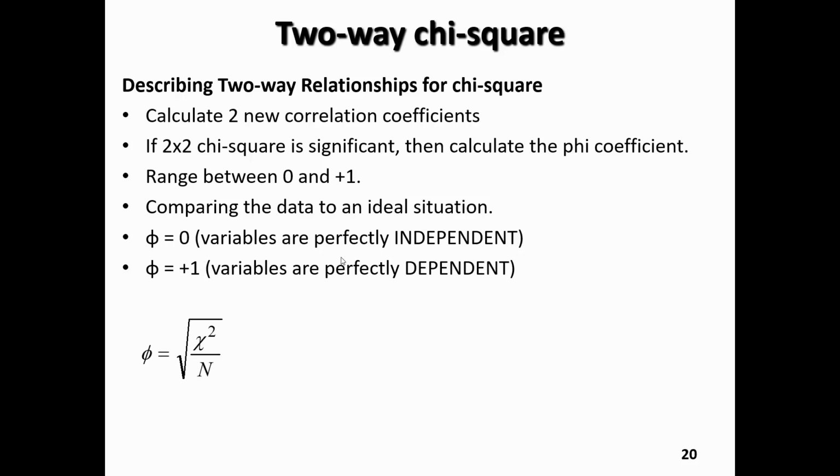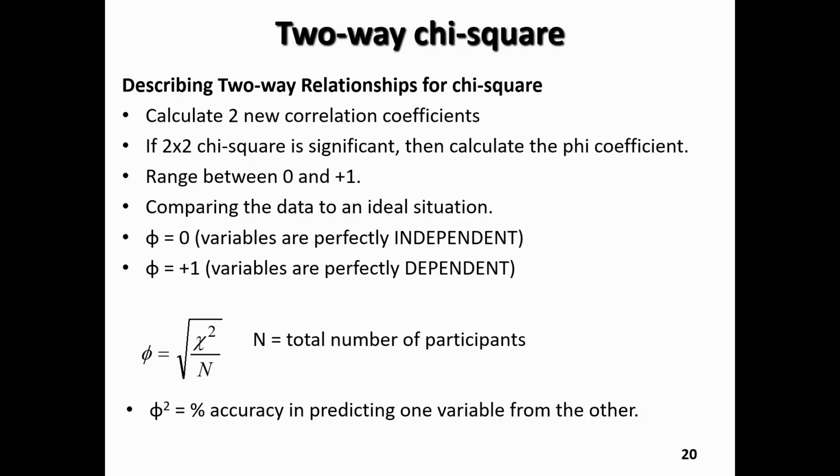And to calculate the phi coefficient, we would use this equation where we take our chi-square value from our previous analysis on slide 19 and divide it by the sample size, and we take the square root, where n is the total number of participants that we would put in the denominator under the square root symbol. Once we've calculated this value, the phi coefficient, that gives us a description of the strength of that relationship.